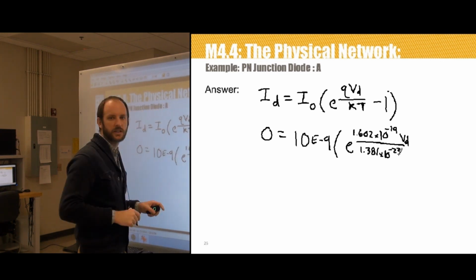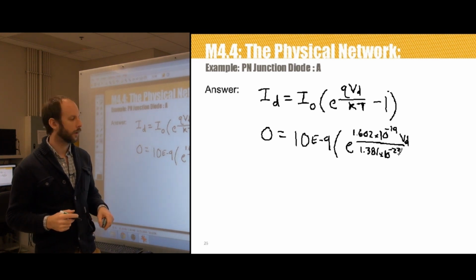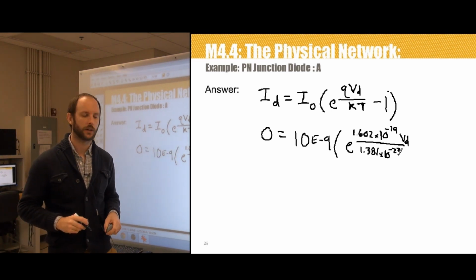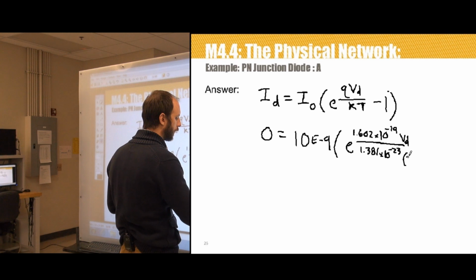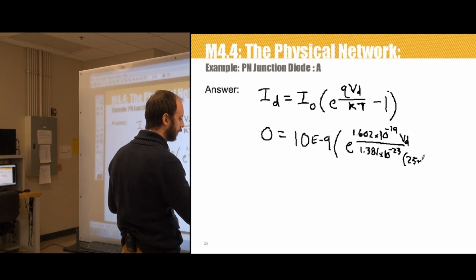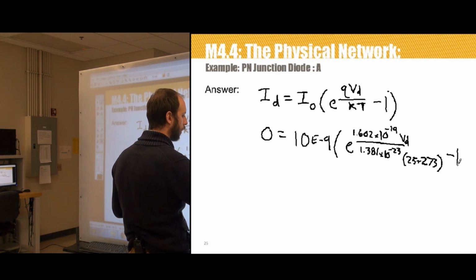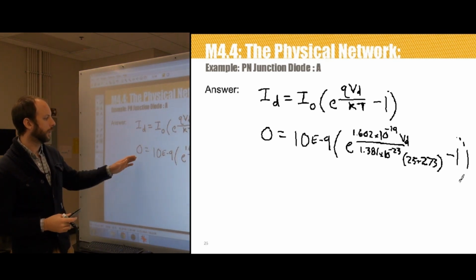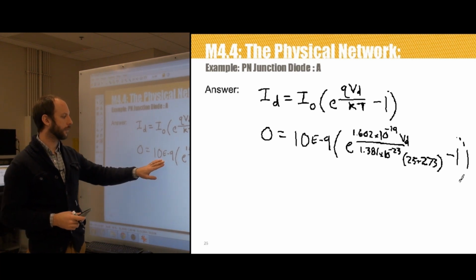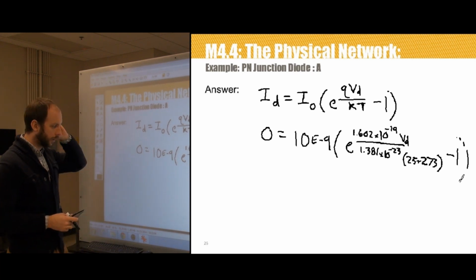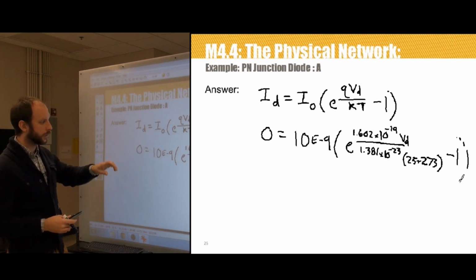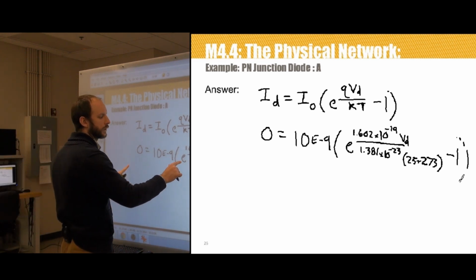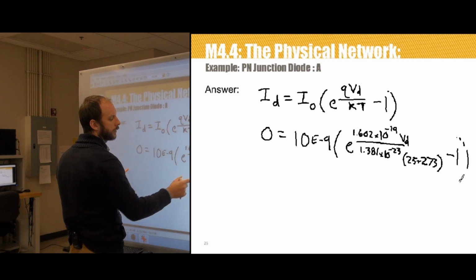I need to multiply by T. In this it was given as 25, but we need to convert that to Kelvin. That's 25 plus 273. And then we subtract 1 off that whole exponential value. So we divide 0 by 10 to the minus 9. We get 0. So we find 1 is equal to e to the VD.